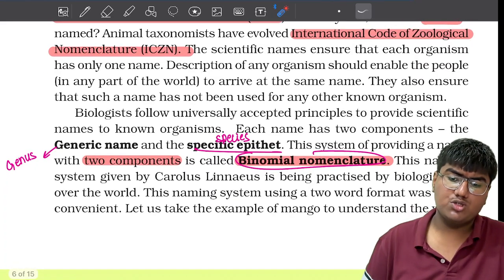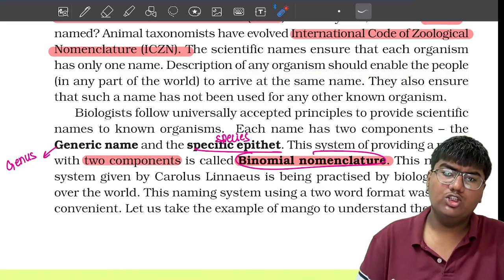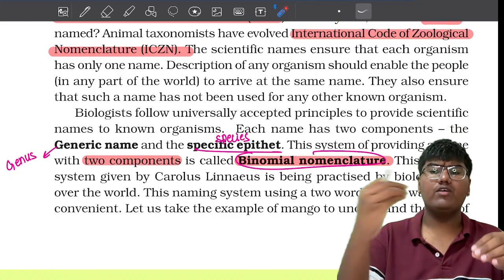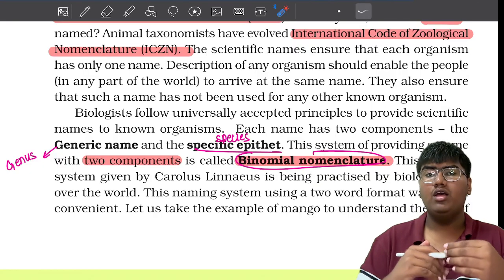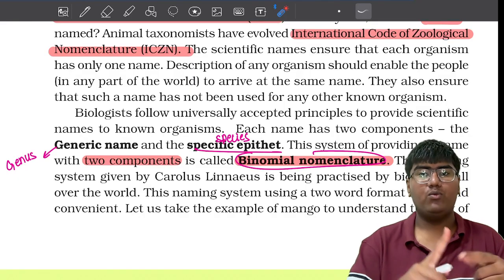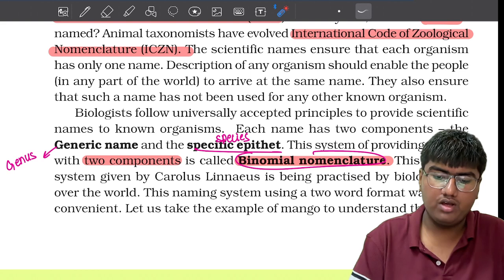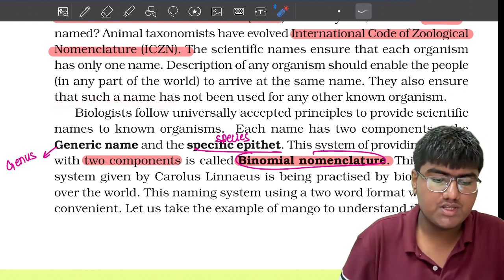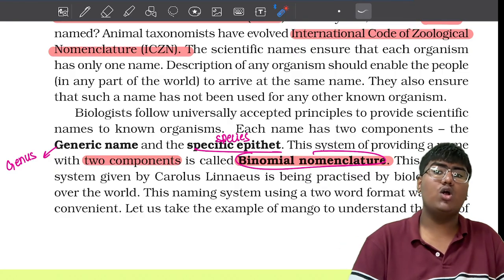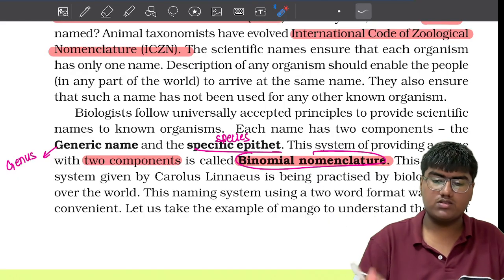The scientific names ensure that each organism has only one name. The description of an organism should enable people to arrive at the same name. If I have seen a new organism, I can describe it in certain points, and then I would be able to come to a conclusion of one animal only. Not like I am concluding one animal and my friend is concluding another animal. It should not be that way. They also ensure that such names have not been used for any other organism. It is important that the name is not repeated with any other organism previously.